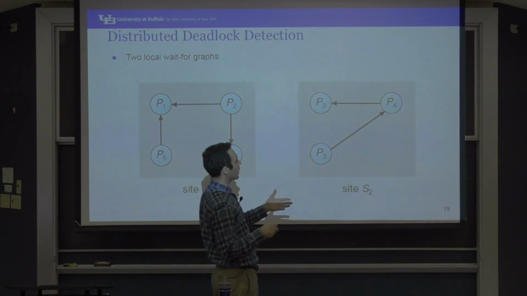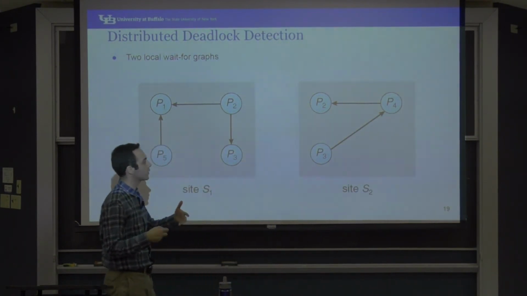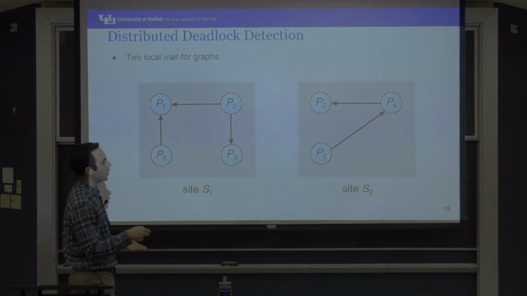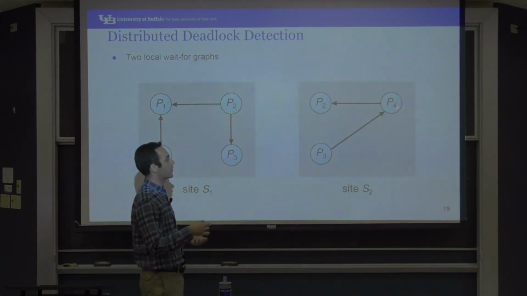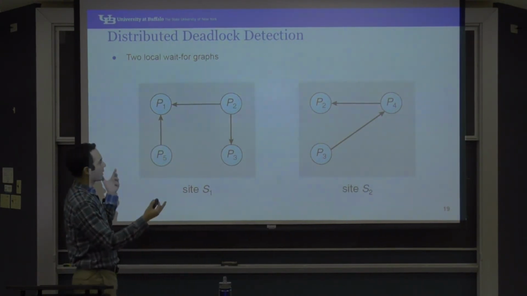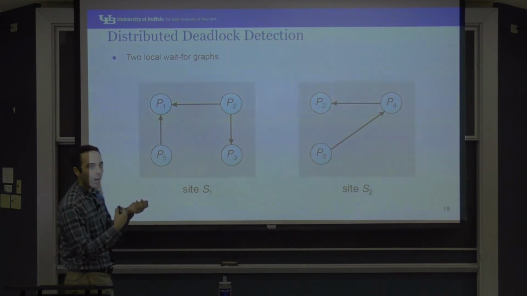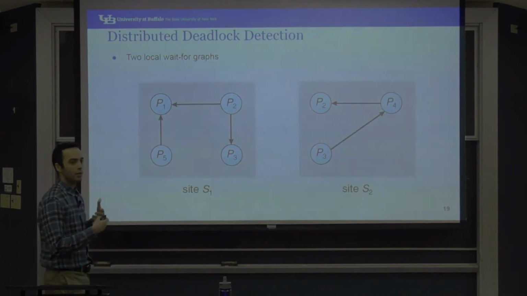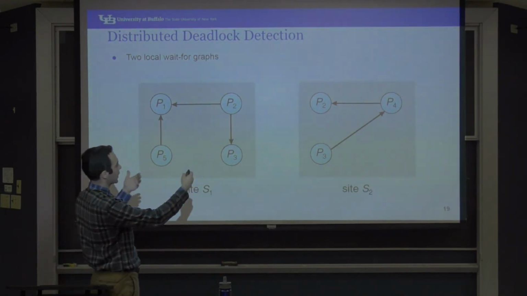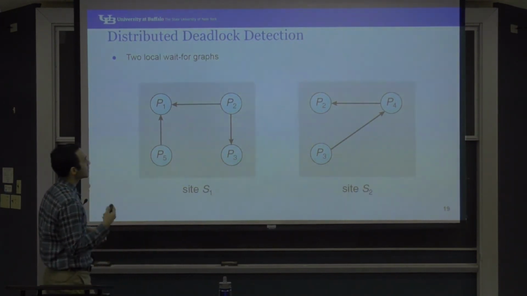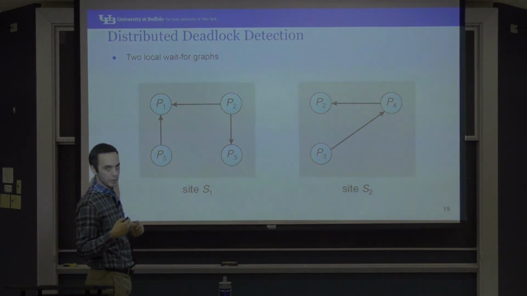Now, site 2, on the other hand, has some different information. They know that P3 is waiting for P4, and P4 is waiting for P2. Again, the information might be shared, might be common, might be different. This is a simple example where it's not common. Now, how to detect a deadlock in this situation?